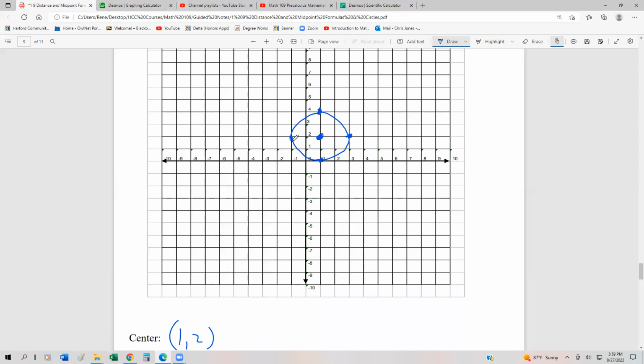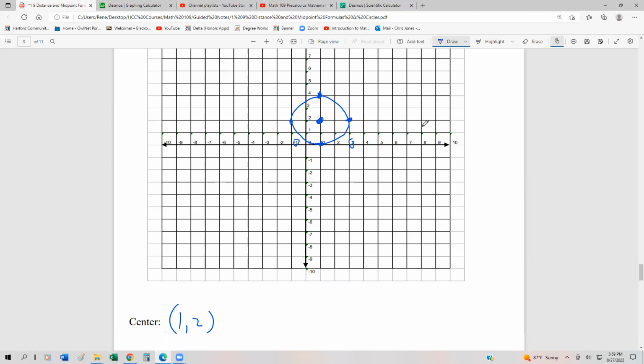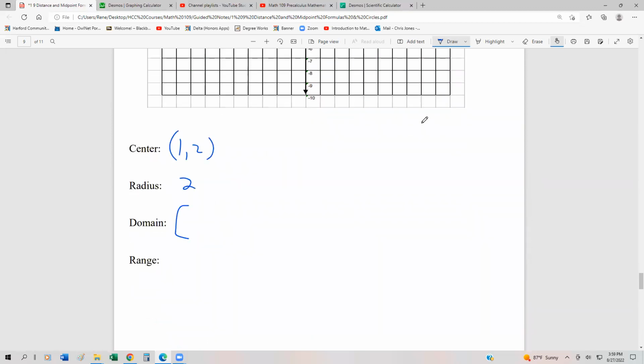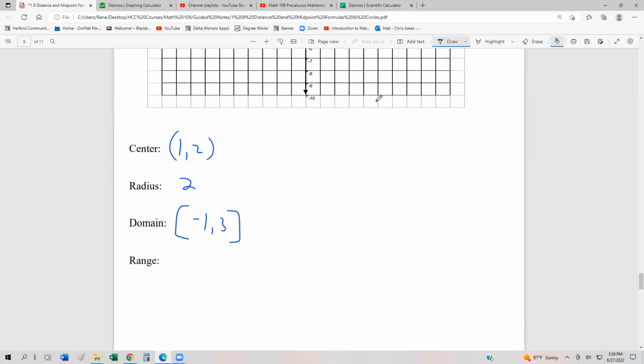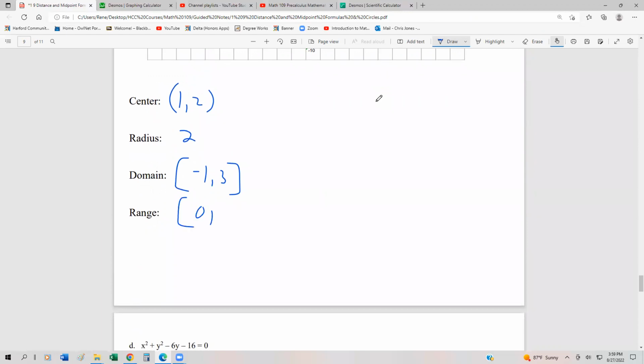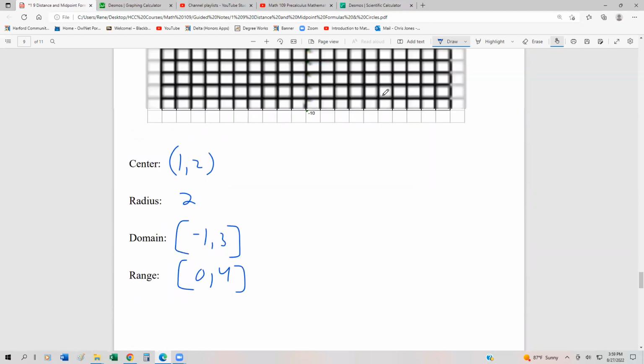And so the domain for this is from -1, because that's the leftmost x coordinate, to 3. All right, so we have -1 to 3. And then the range is going to go from 0 to 4. Right. And so that takes care of everything.